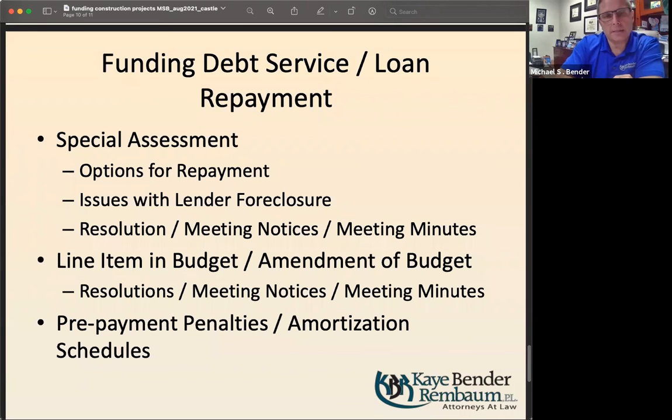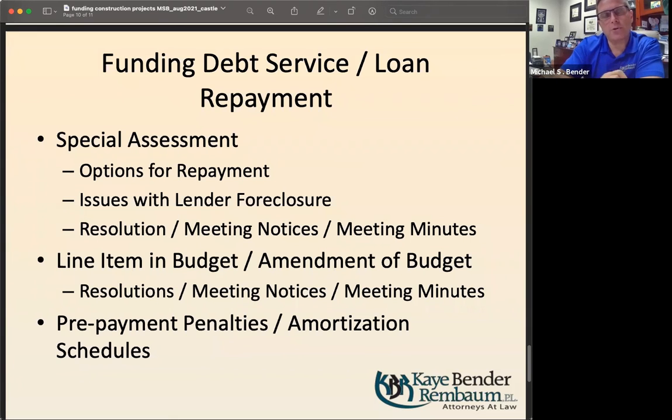I will tell you this, and if you've heard nothing else, hear this: if you are adopting a special assessment for repayment of the loan, the way you adopt that motion is important. You want to make sure the language clarifies that it's a special assessment due monthly, as opposed to a large special assessment that you're allowing owners to pay in installments.